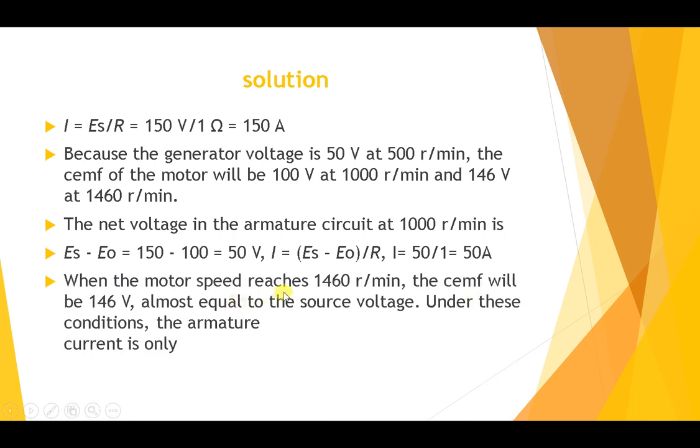When the motor speed reaches 460 revolution per minute, the counter EMF will be 146 volt, as we discussed in step number 2, almost equal to the source voltage, that is 150. Under this condition, the armature current is only equal to Es minus E naught divided by R, which is 150 minus 146 divided by 1, equal to 4 ampere.